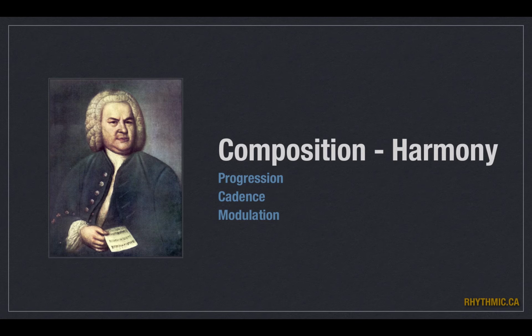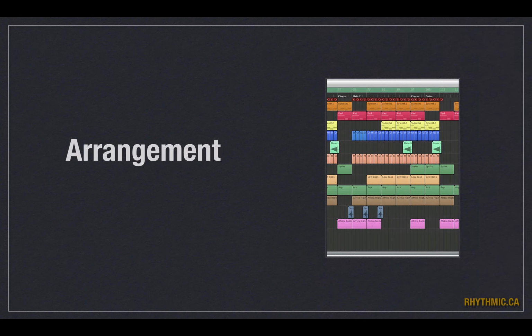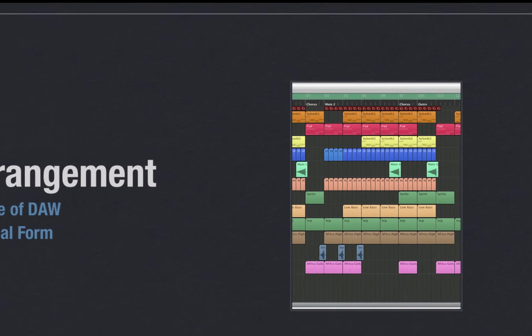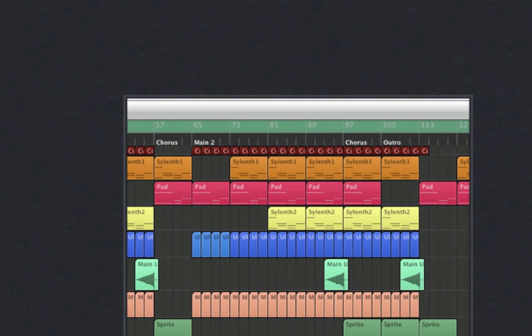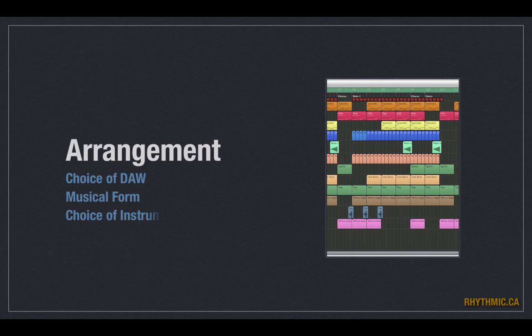The next major topic is arrangement. When we talk about arrangement, we'll be looking at your choice of DAW. Now, DAW stands for Digital Audio Workstation, and it refers to the software that you use to do the recording of your music. Things like Logic, Cubase, Reason, etc. We'll also be looking at musical form, and this is about the overall structure of music. There are different parts such as intro, outro, chorus, bridge. We'll also be checking out a choice of instruments. So this will end the subject of arrangement.